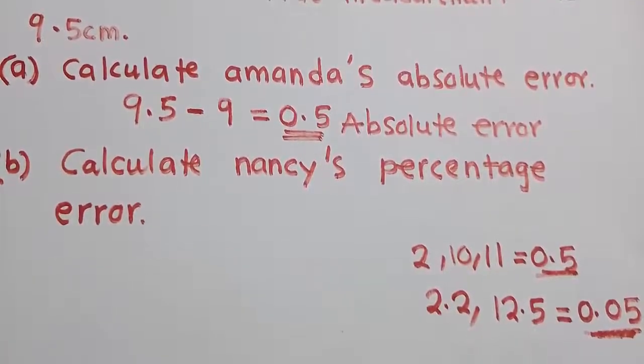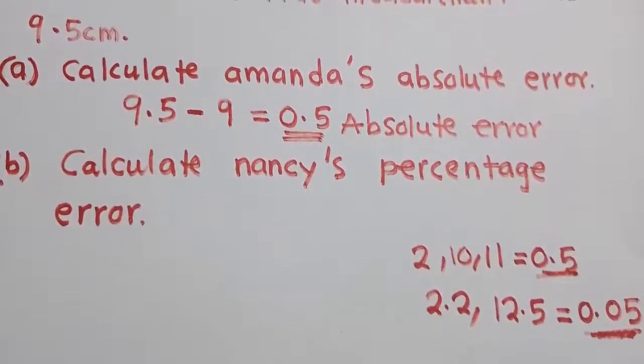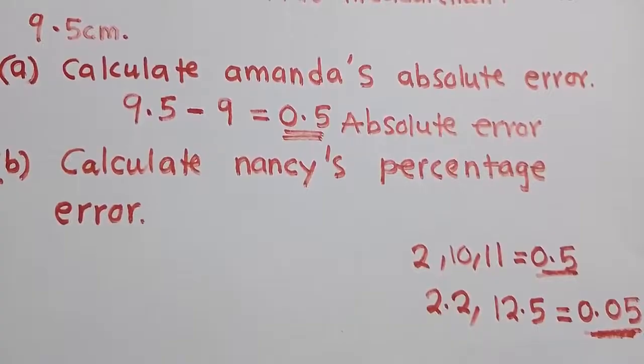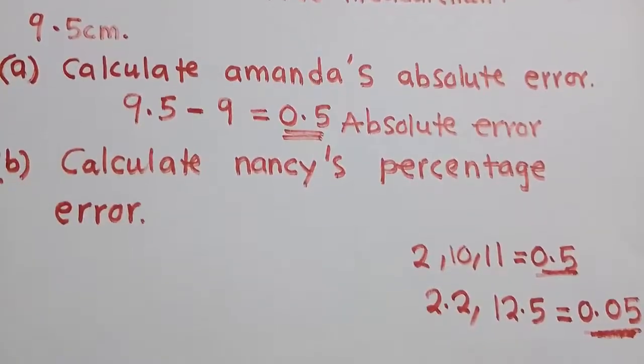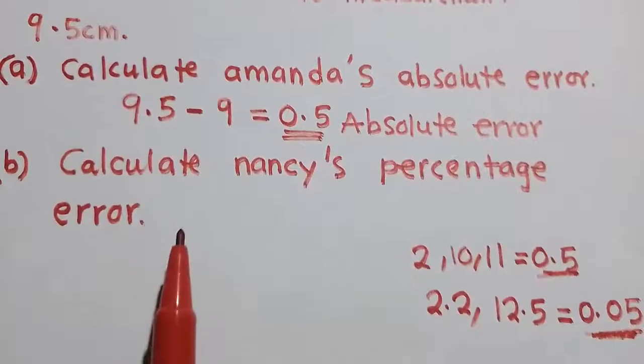So this is what you need to know, understand, and get. These are principles that you need to know. These are things that you need to understand. You need to make sure that you understand all these things properly. So we've calculated that person's absolute error. So we move to this other question.